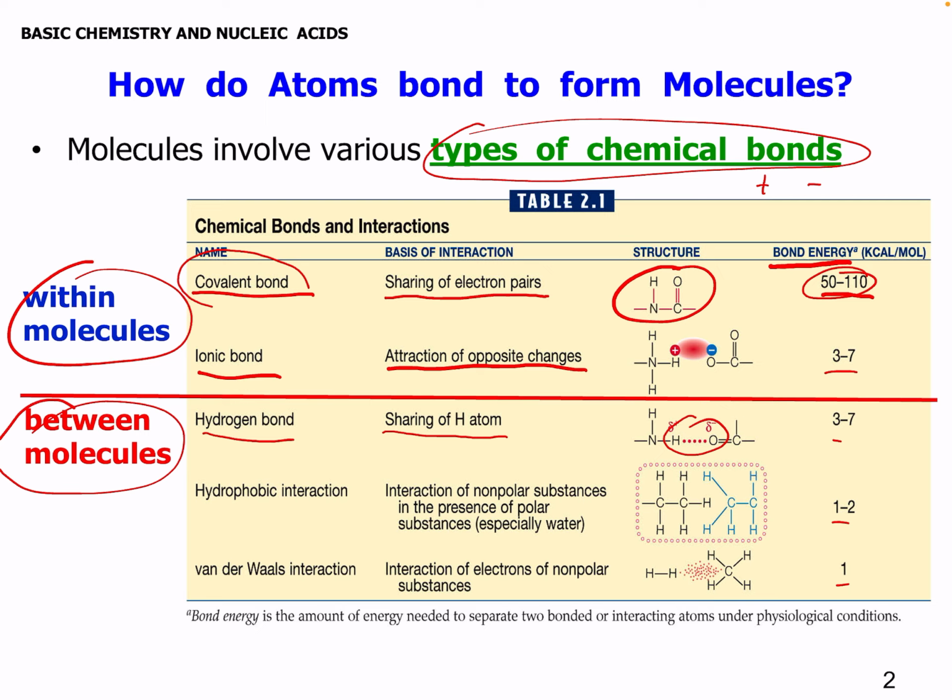Then we have our hydrogen bonds, like I said. We have a hydrophobic interaction, which is the interaction of nonpolar substances in the presence of polar substances, especially water. Then we have our van der Waals interactions, which is the interaction of electrons of nonpolar substances. So again, bond energy is the amount of energy needed to separate two bonded or interacting atoms under physiological conditions.